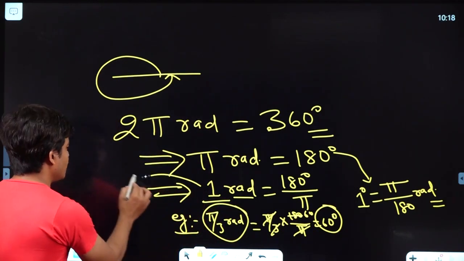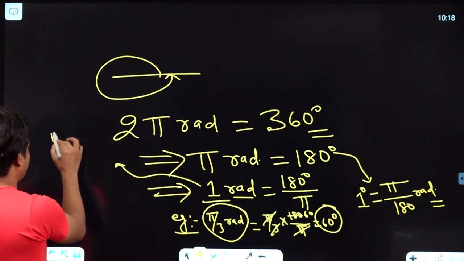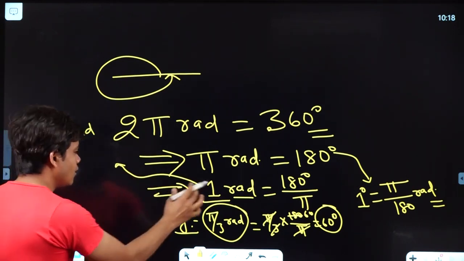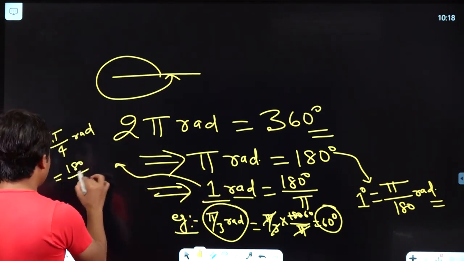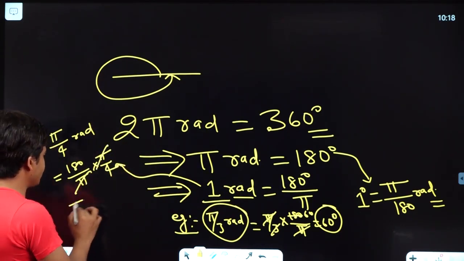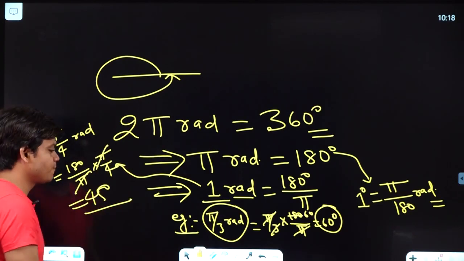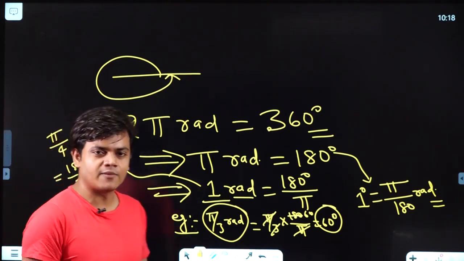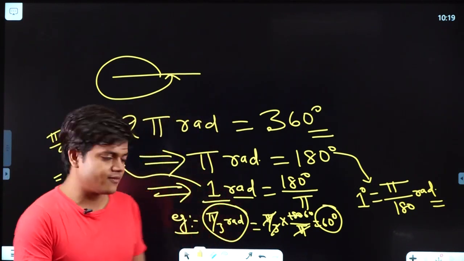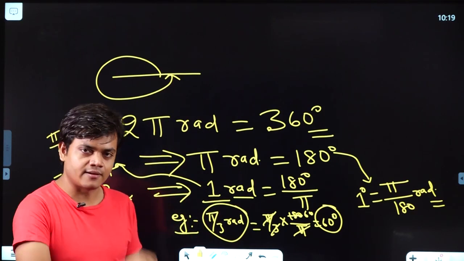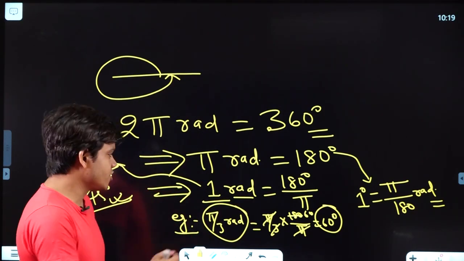All right, if we discuss pi by 4 radian, then what will happen? We will take 180 by pi into pi by 4. So pi and pi cancel, and we get 45 degree. So can you convert pi by 2, pi by 3, pi by 6? Certainly you can convert, and you can see the values in the radian system or the degree system.